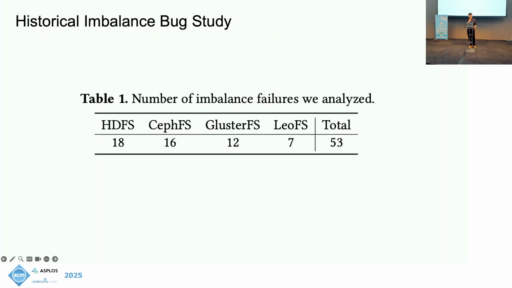To better understand the characteristics of the imbalance failures, we conducted historical imbalance bug studies on four popular distributed file systems, including HDFS, CephFS, GlusterFS, and LeoFS. In total, we collected 53 imbalance failures in these systems, and we analyzed their root causes, their triggering conditions, and their consequences, and have some basic findings.